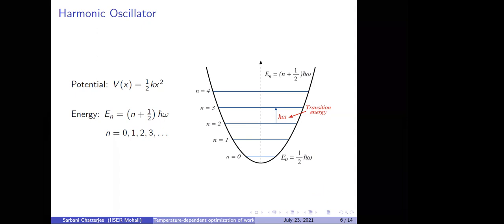Okay. So we are all well familiarized with a harmonic oscillator. It has equally spaced energy levels with a gap of h bar omega between any two consecutive levels. The zero point energy is at half h bar omega, corresponding to the quantum number n equals 0.